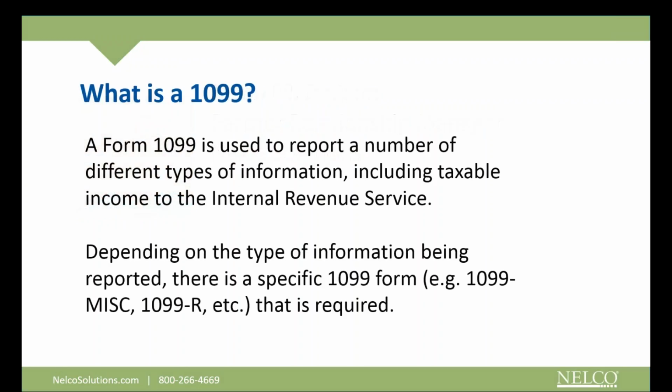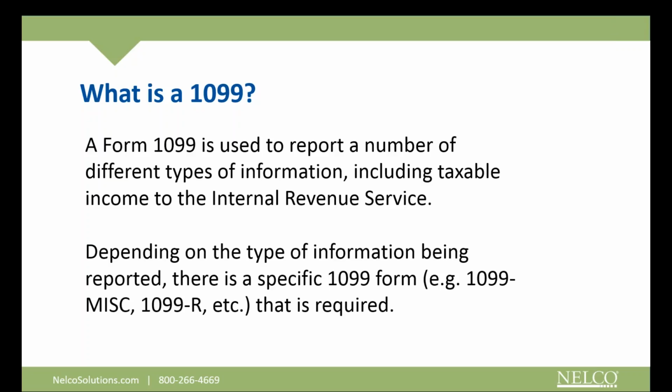So let's just start with what is a Form 1099. A Form 1099 is used to report a number of different types of information, including taxable income, to the Internal Revenue Service. So most of the time when you think about a 1099, you're thinking about the dollars that are sent around on it. However, there is other information that is often sent on a 1099. Usually, though, you're looking at reporting income.